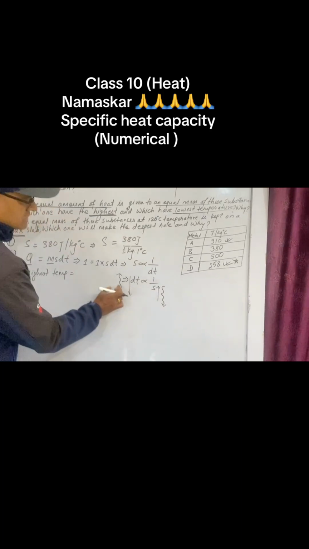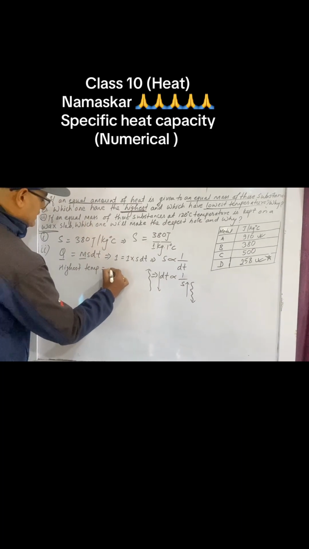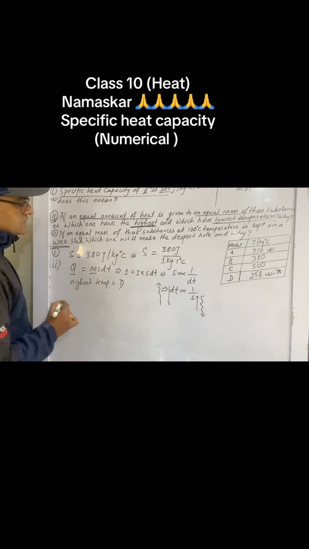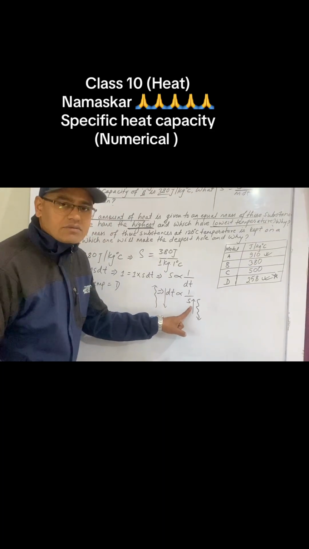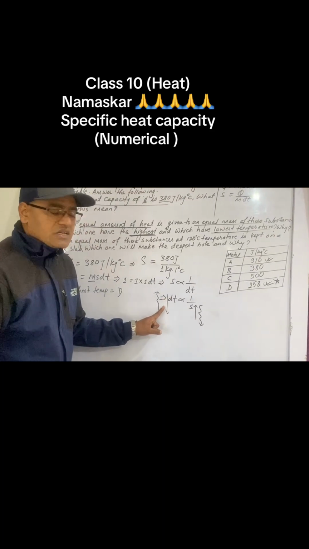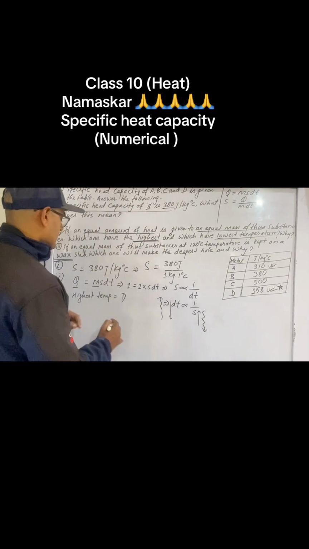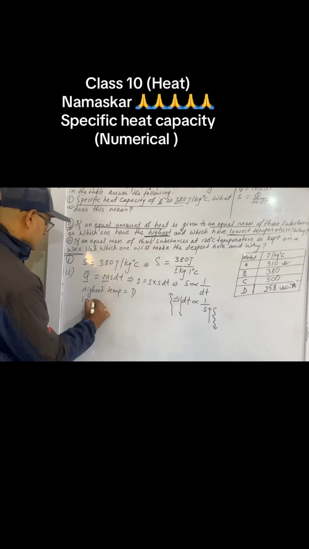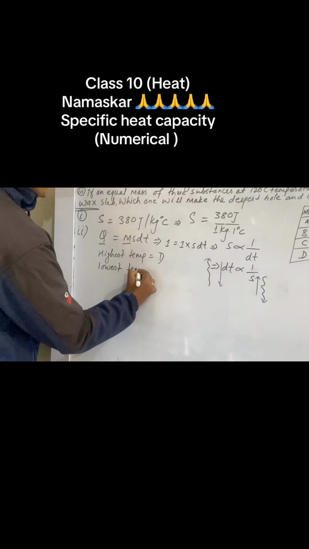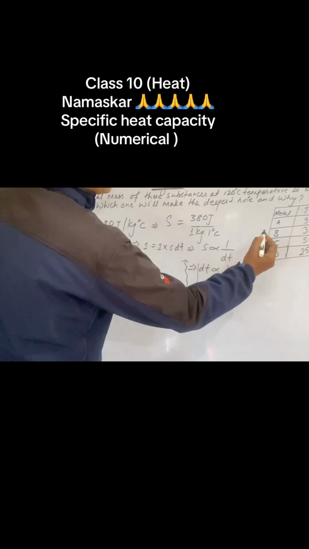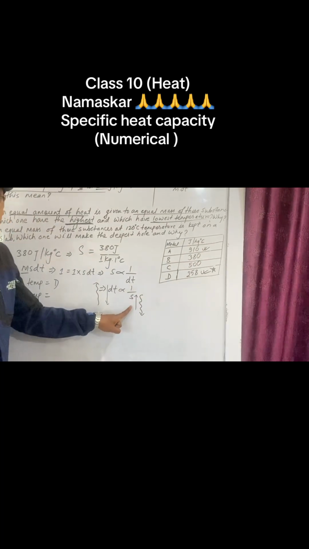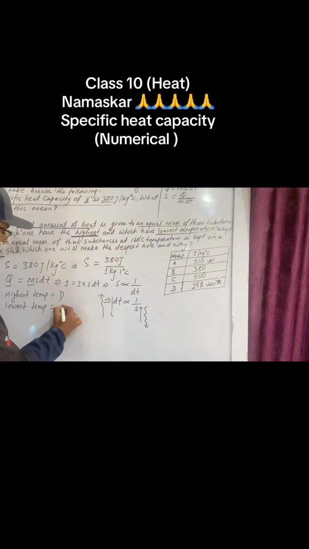Lowest specific heat capacity, highest temperature. So highest temperature, substance D, and highest specific heat capacity, lowest temperature. So which substance will have the lowest temperature? The substance having the highest specific heat capacity will have the lowest temperature.